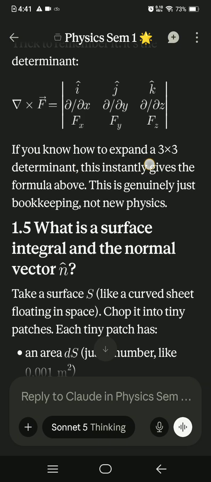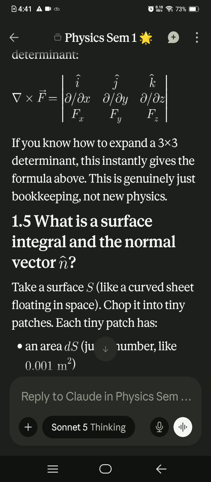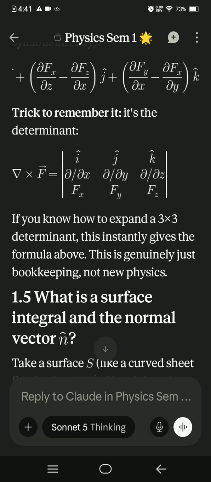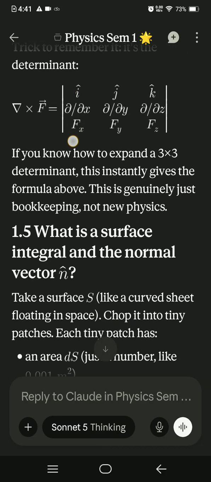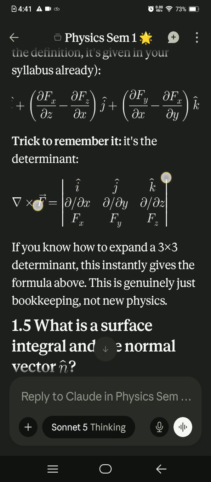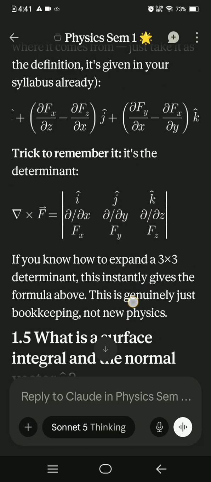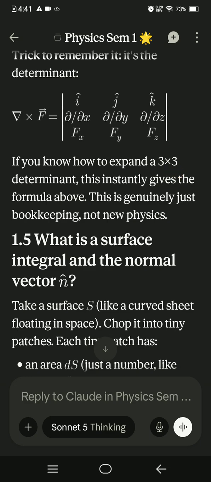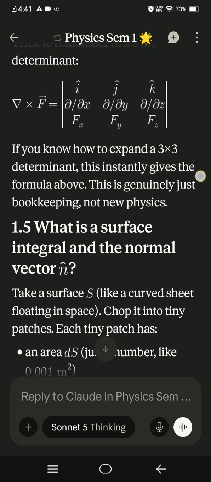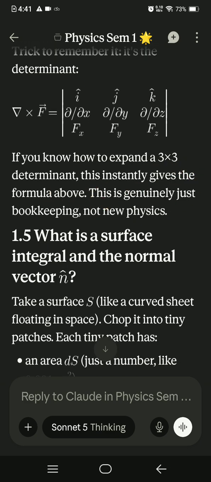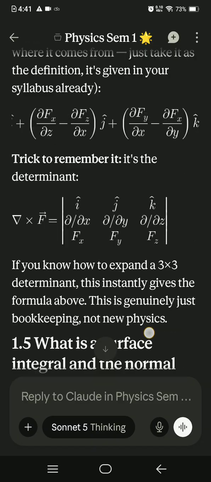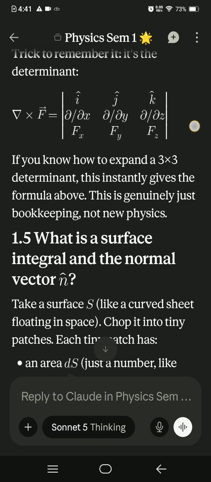Okay, if you know how to expand 3 cross 3 determinant, actually I forgot how to expand. Maybe for i you cross, cancel out these two and multiply and subtract this thing, right? Yes, I do remember, but okay, so if you know how to expand this determinant, this instantly gives the formula above. This is genuinely just bookkeeping, not new physics. Okay, this is the formula for curl.